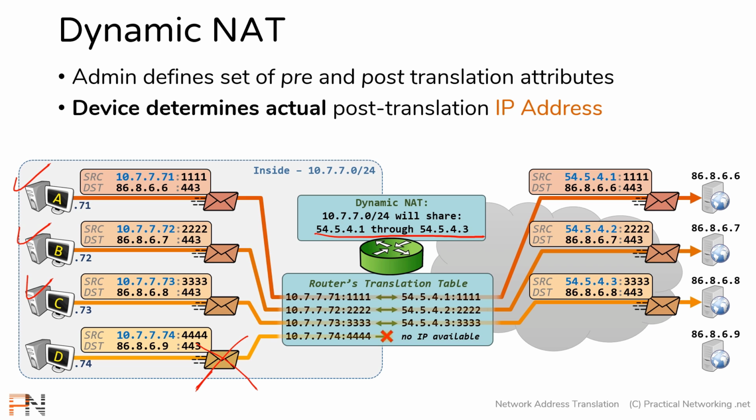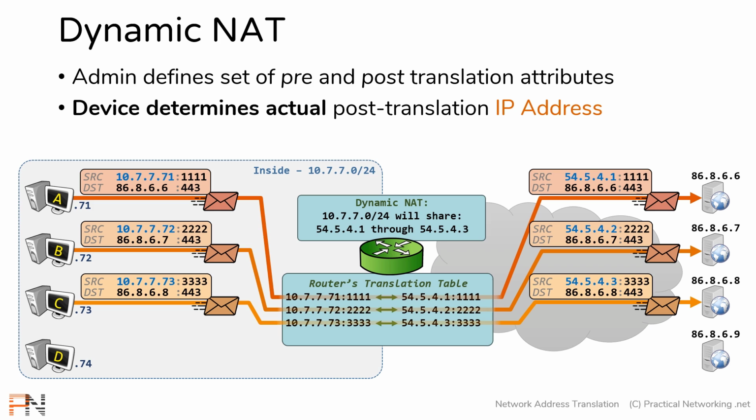This is one of the fundamental flaws of a dynamic NAT, is that since we are not translating ports, we cannot have multiple devices sharing one IP address at the same time. Therefore, only these 3 hosts will have connectivity through our dynamic NAT.